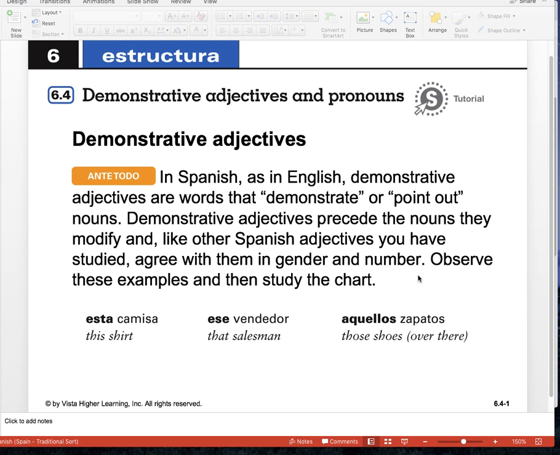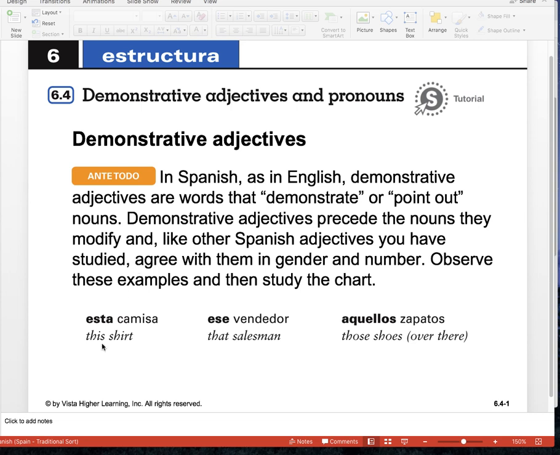So let's see what this PowerPoint says. It tells us that in Spanish, like English, demonstrative adjectives are words that demonstrate, right? So demonstrate or show or point out nouns. Demonstrative adjectives precede the nouns they modify, and like other Spanish adjectives that we've studied, they have to agree with gender and number. So we always think about the gender of the noun and the number of the noun with regard to these adjectives.